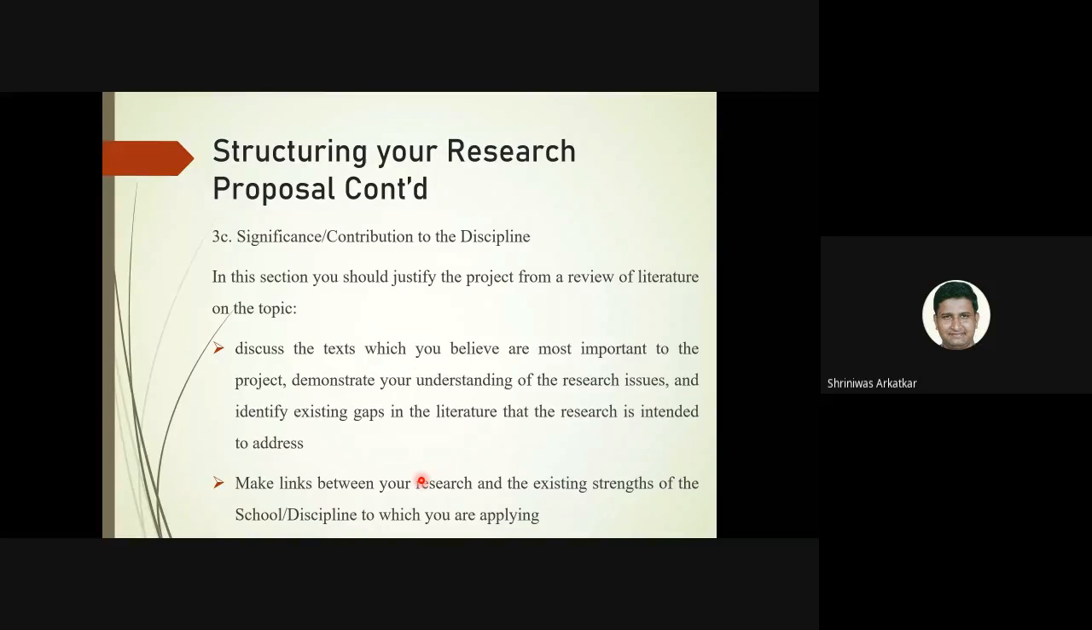Structuring your research proposal. Next slide is significance, contribution to the discipline. In this section, you should justify the project from a review of literature on the topic, discuss the texts which you believe are most important to the project, demonstrate your understanding of the research issues, and then identify the existing gaps from the literature, and then where your research fits in to address all these issues. So that's how you have to look at the proposal. Main links between your research and the existing strengths, and how you are going to enhance the body of literature.